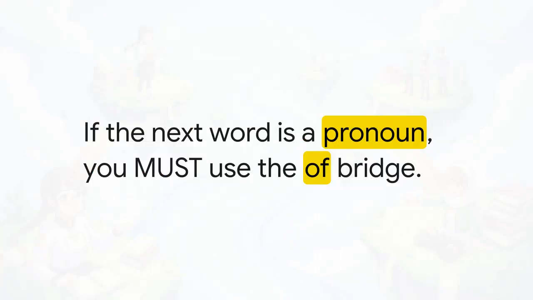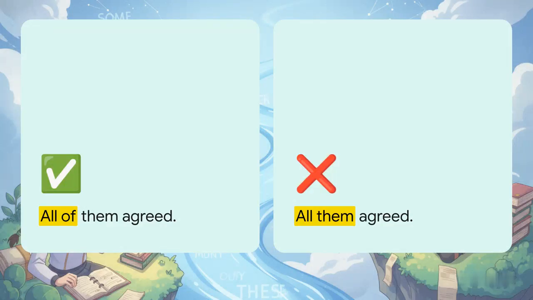However, there is one strict boundary to this rule. Actually, let's call it the one catch. If the next word after all is a pronoun, like us, you, or them, you absolutely must use the of bridge. That optional rule completely vanishes. To make this stick in your memory, let's contrast it directly. You can say all of them agreed, because them is a pronoun, which makes the bridge mandatory. But all them agreed is incorrect. It sounds super jarring to the ear, and you want to avoid it entirely. The same goes for all of us or a gift for all of you. Just remember, always use the bridge before a pronoun.